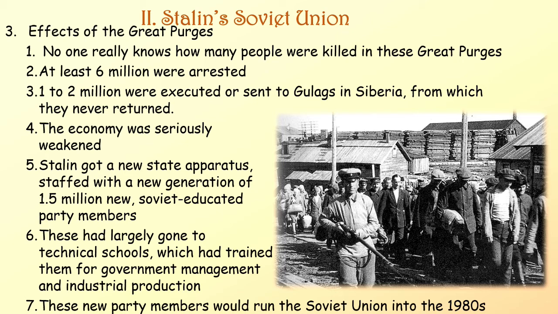Stalin got a new state apparatus stuffed with a new generation of 1.5 million new Soviet-educated party members. These kinds of graduates had largely gone to technical schools, which had trained them for government management and industrial production. These new party members would run the Soviet Union into the 1980s.